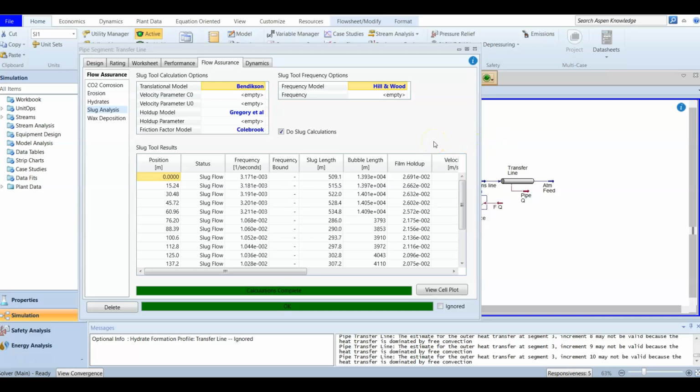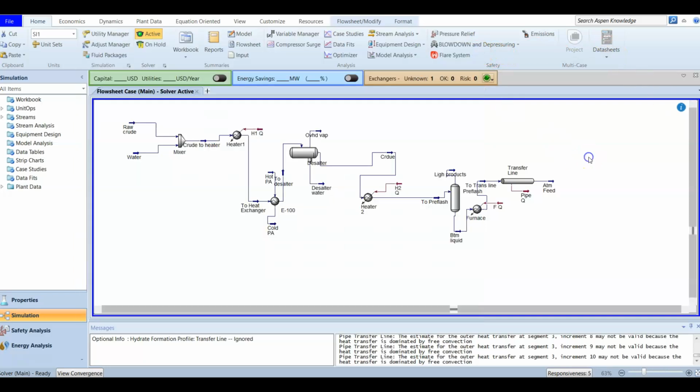During the expert exam, most of the time you are asked to do a flow assurance calculation, and this is important to do because most of the time you are asked about the slug and also the slug length. Okay, so here it appears that we have the slug flow at the exit of the transfer line, and also at the beginning of the transfer line. Okay, so now we are going to summarize this case, and next we are going to install a balance and adjust the plug to enhance the performance of this unit.